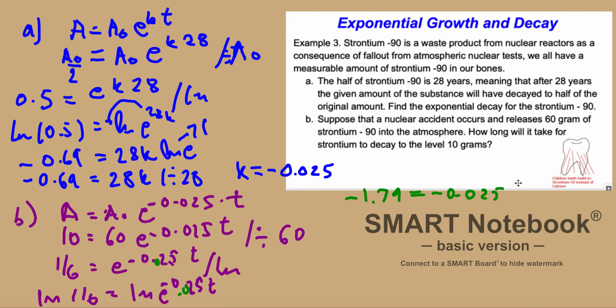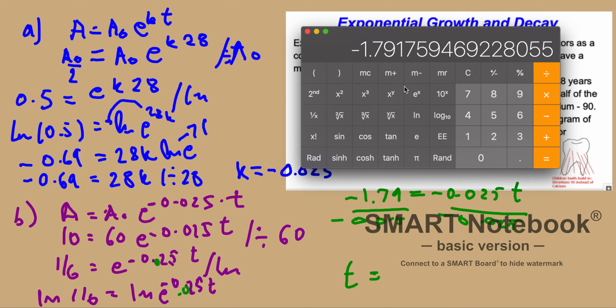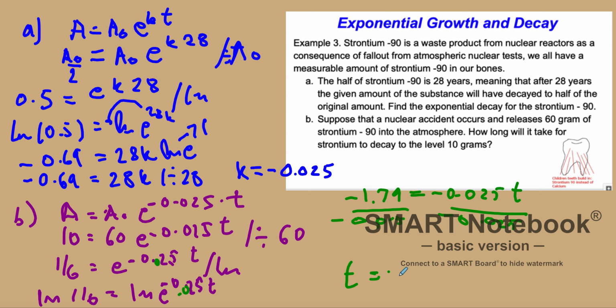So negative 0.025 times t. Everything we divide by negative 0.025, and this side by negative 0.025, and t is going to be equal to negative 1.79 divided by negative 0.025. And this is 71. It means it takes about 71 years.